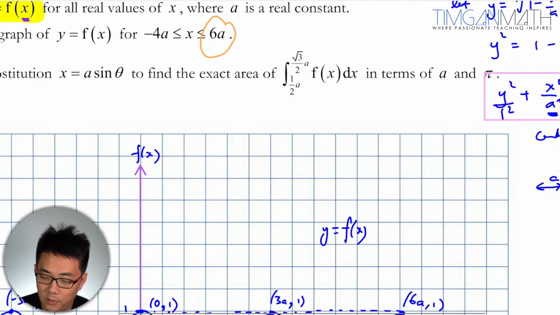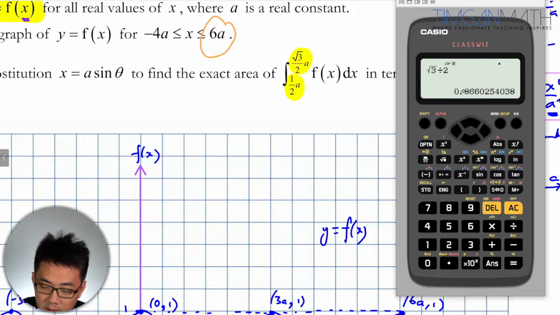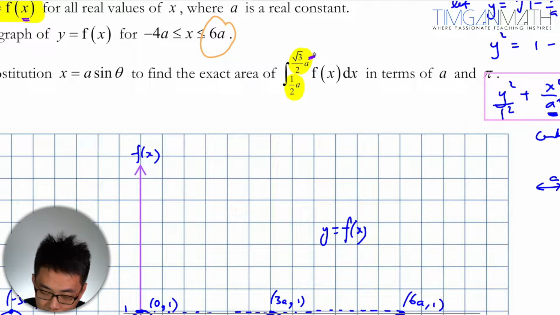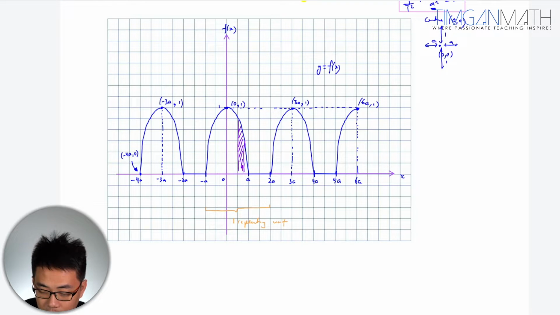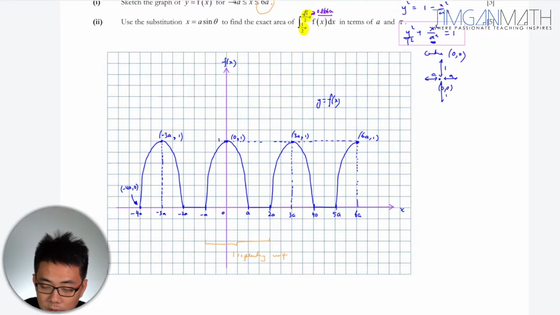This part here, if you want half a to root 3 over 2, root 3 over 2 is 0.866a, roughly. So half a is here. Here's half a. Root 3 over 2a is here. Okay, so it's between these two lines here. This is the area that you're looking at. Okay, so half a to root 3 over 2a.